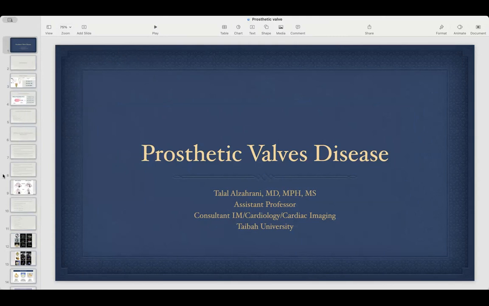And during this lecture we're going to cover how to evaluate prosthetic valve disease. We're going to go through all the prosthetic valves: the mitral, aortic, pulmonary, and tricuspid valve. We'll try to touch on both the bioprosthetic and mechanical valve.